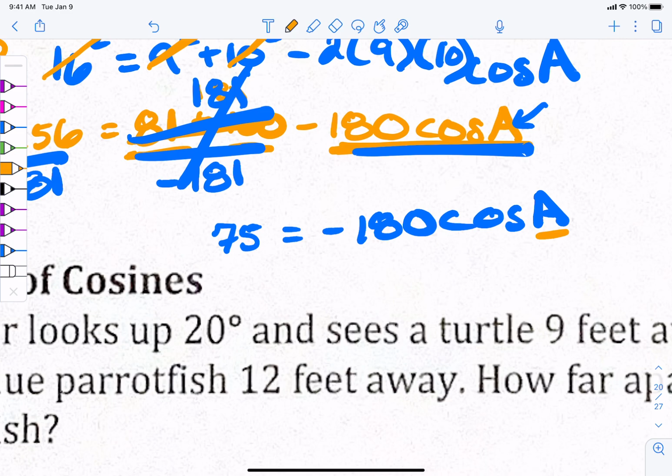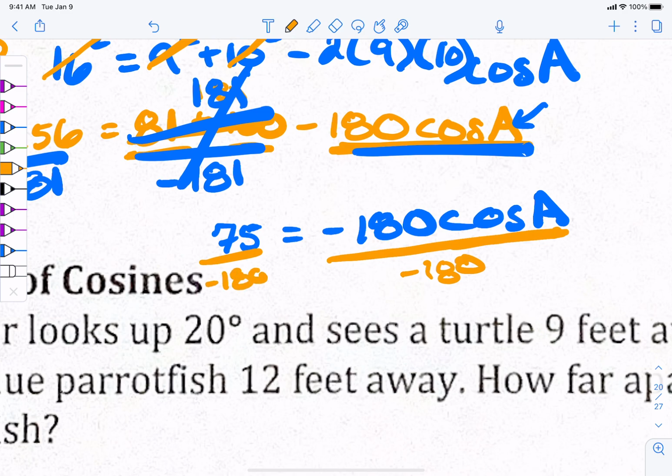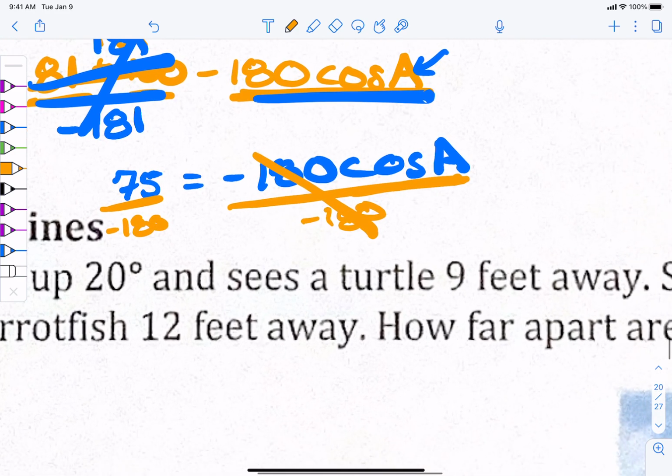Now what can we move? Can you switch around the A and the 75? No, not yet. I'm going to get the A by itself, which means I want to get the cosine of A by itself first. Reverse whatever is happening: divide by negative 180. It's multiplied together, but we can divide it over. Yep, divide by negative 180.